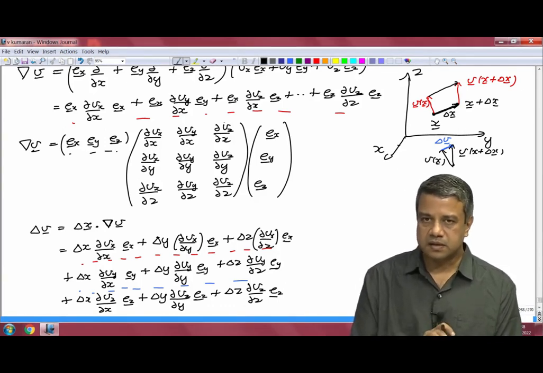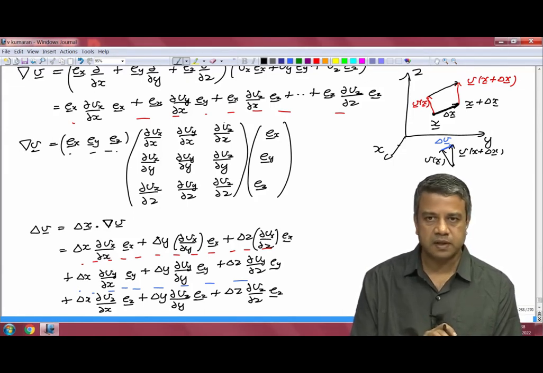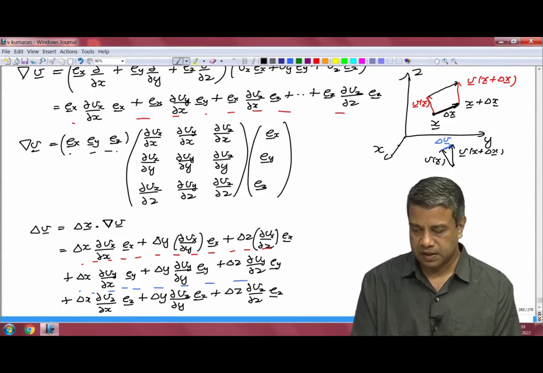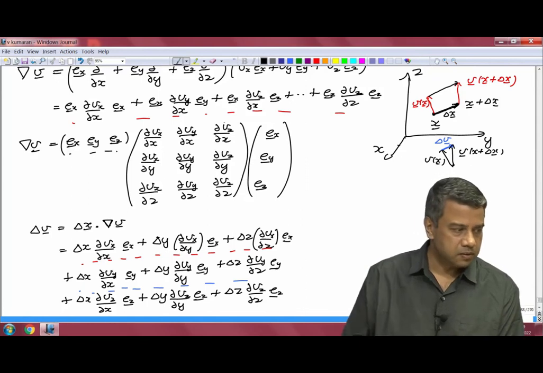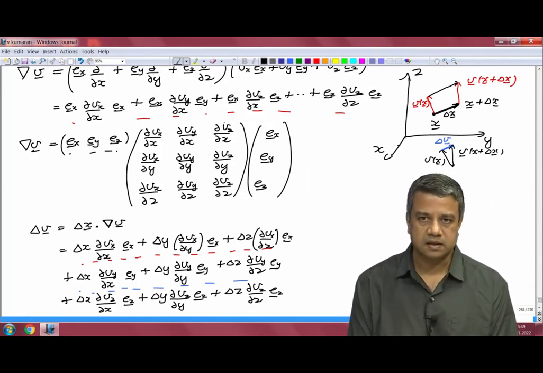The nature of this deformation is contained in this rate of deformation matrix, which we have separated into 3 components. What do each of these components physically represent? We will continue that in the next lecture. I will see you then.